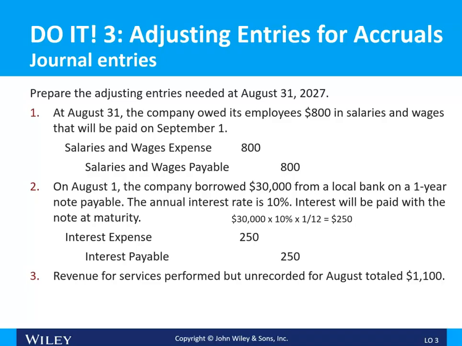And the third one, the revenue for services performed but unrecorded for August totaled $1,100. So we're going to debit accounts receivable $1,100, setting up that asset. The customer owes us that amount of money, so that's an asset to us, and record service revenue $1,100.